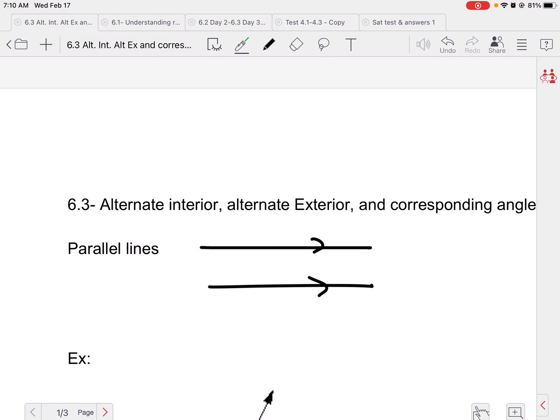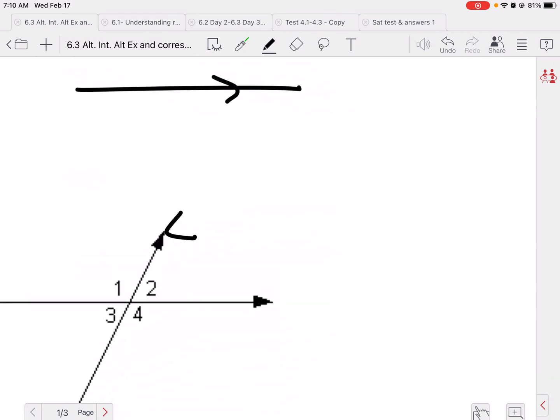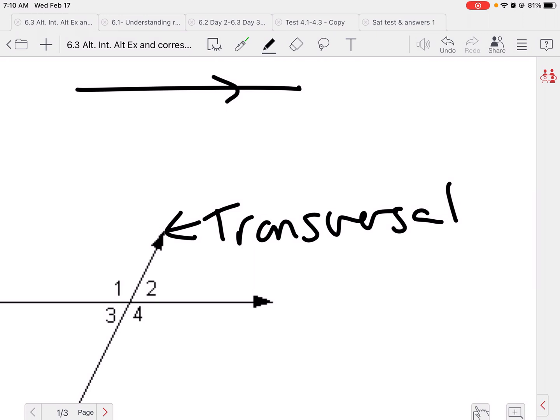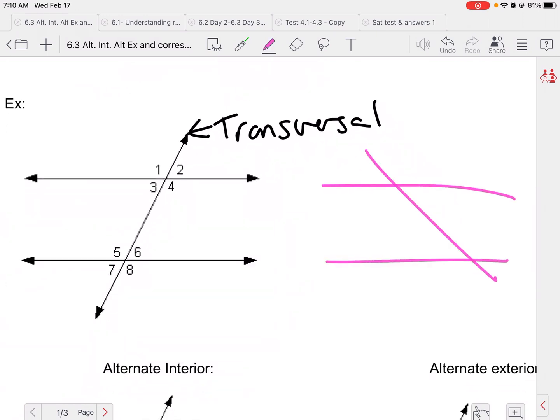Now, sometimes parallel lines will be crossed by what's called a transversal. A transversal is just a line that crosses 2 parallel lines. So I could have a transversal going this way, or going up and down. It's just another line that crosses 2 parallel lines. And when the transversal crosses 2 parallel lines, it forms 8 angles.